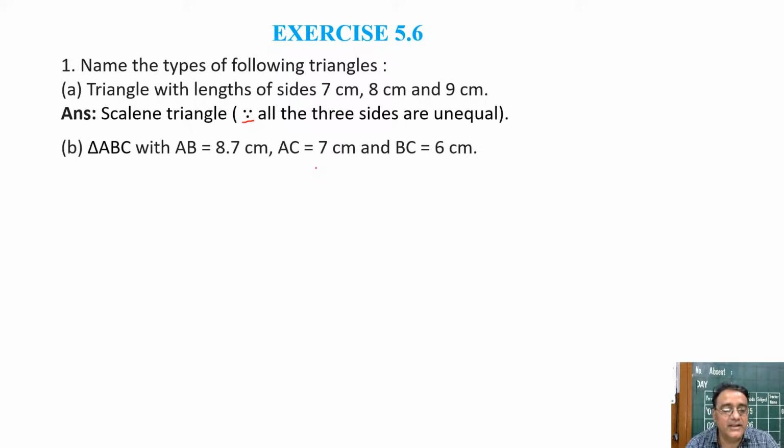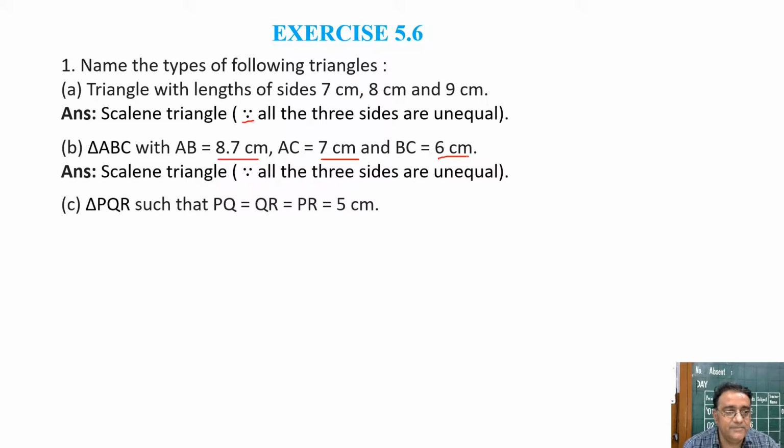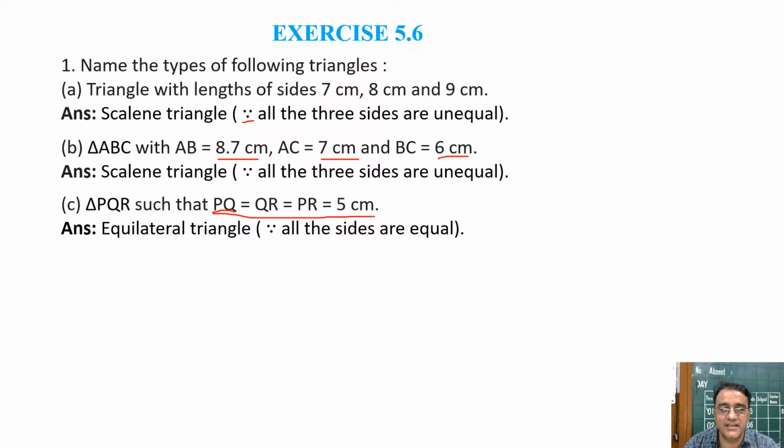Next question, triangle ABC with AB is equals to 8.7 centimeter and AC is equals to 7 centimeter and BC is equals to 6 centimeter. Here also the three sides are not equal. So therefore this is also, yes, scalene triangle. And now the next question, triangle PQR such that all three sides are equal to 5 centimeter. So this is equilateral triangle because all the sides are equal. And next question, triangle DEF with measure of angle D is 90 degree. One angle is 90 degree. So this is right triangle.